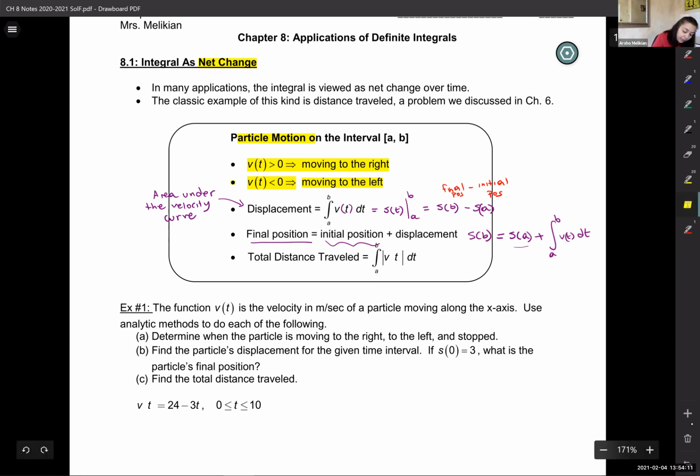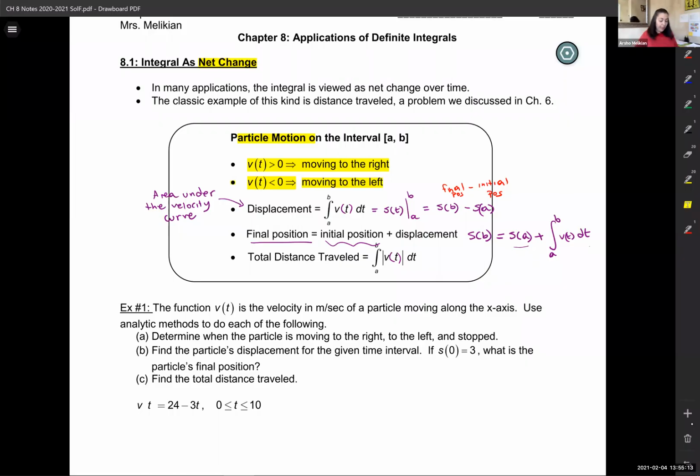So look, initial position plus the displacement is the final position. And finally, total distance traveled. Total distance traveled is just the integral of the absolute value of the velocity. Okay? Questions so far? All right.